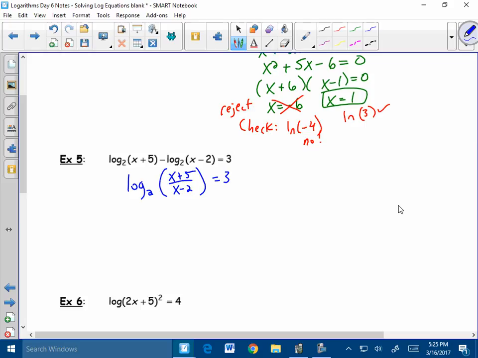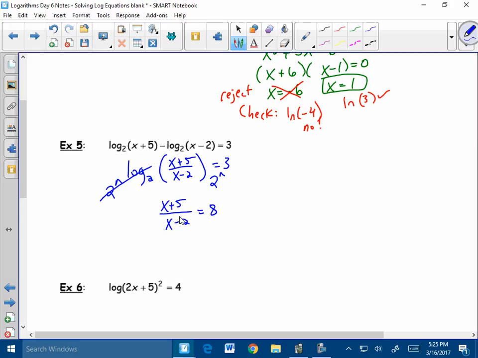Okay, I've got my single log, which I can get rid of now by exponentiating using base 2. So 2 and log base 2 cross out. X plus 5 over x minus 2 would then be equal to 8. And then, again, I just have this equation with a fraction in it that we can solve just like we did the previous one. All right, multiply both sides by the denominator. Those cross out. So I end up with x plus 5 equals 8x minus 16. And then if we rearrange some things, 7x over there, 21 over there, we end up with x equals 3.